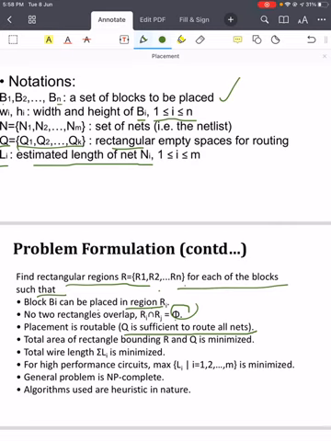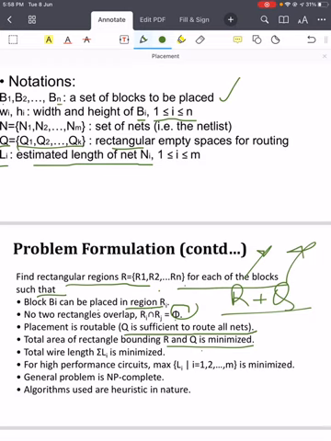And the total area of the rectangle bounding R and Q should be minimized. That means R plus Q is the total layout area. R corresponds to the functional area where the IP blocks, or actually your blocks, are placed, and Q is the area kept aside for routing, for the wires to be laid out in this region.